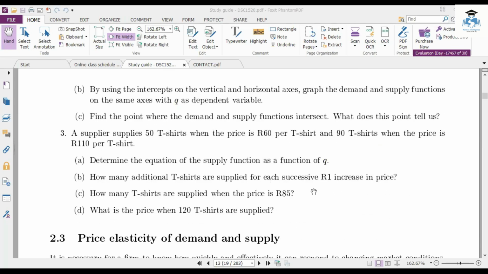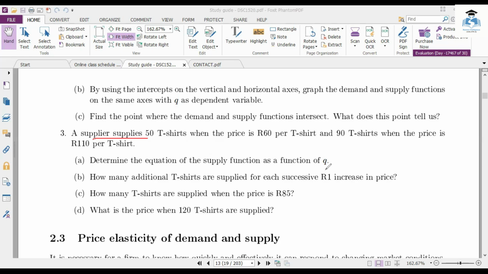Let's do number 3, then we call it a day. It says a supplier supplies 50 t-shirts when the price is 60 a t-shirt, and 90 t-shirts when the price is 110. Already this is a clue: supplier supplies, so you know you are dealing with the supply function. Even here, they say determine the equation of the supply function as a function of Q.